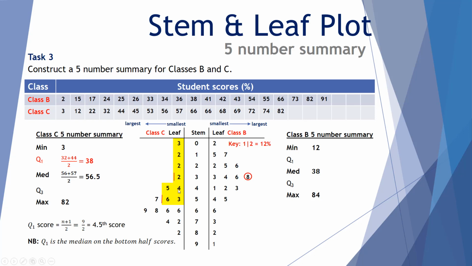This would be our 5th. So it's the average between 32 and 44. 32 plus 44 divided by 2 gives us a quartile 1 of 38.